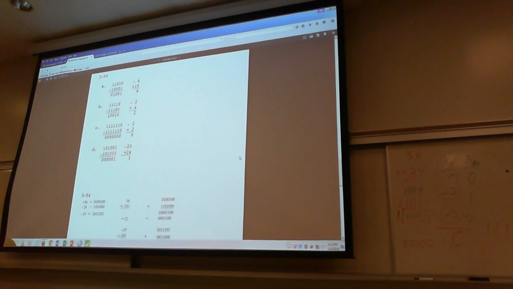So when would I have an overflow condition? What causes an overflow to happen? If you get too negative or too positive for your word size.